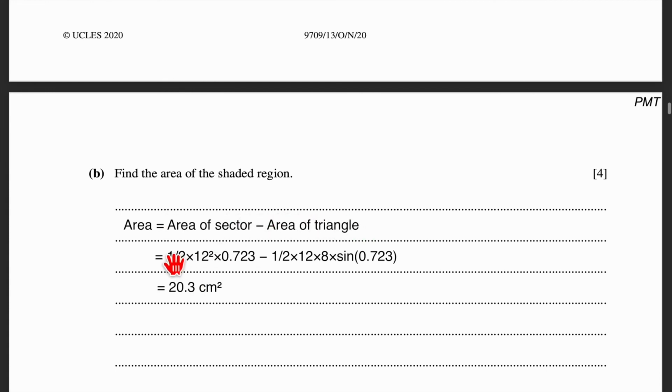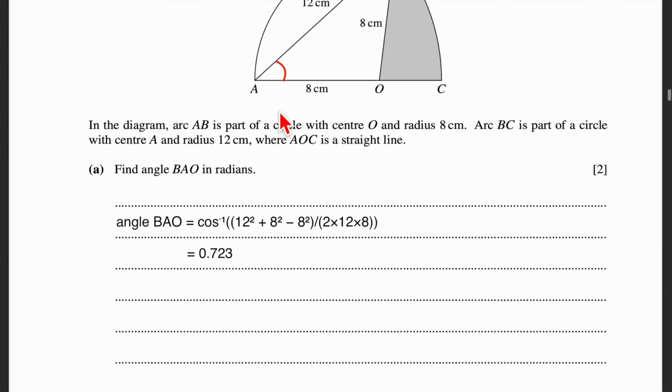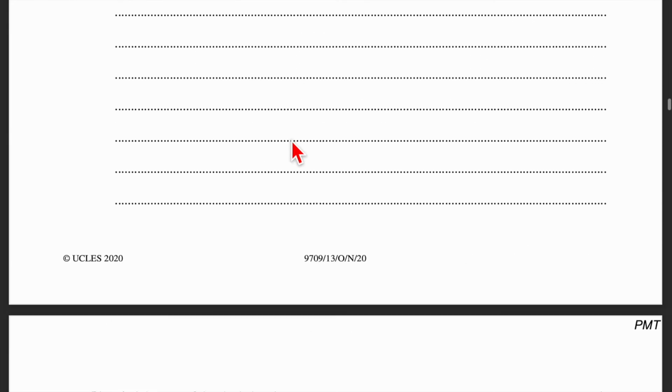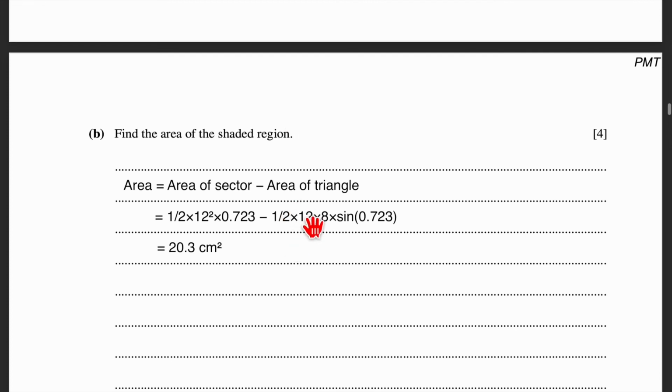The area of the sector is given by a half times the radius squared times the angle. Well, we know what that is. The radius is 12, and the angle we found to be 0.723, so half times the radius squared times the angle. And then the area of this triangle can be found using the triangle formula, which is a half times this length times that length times the sine of the angle between them. So I think I used that down there. Yep, half times 12 times 8 times sine of the angle between them.